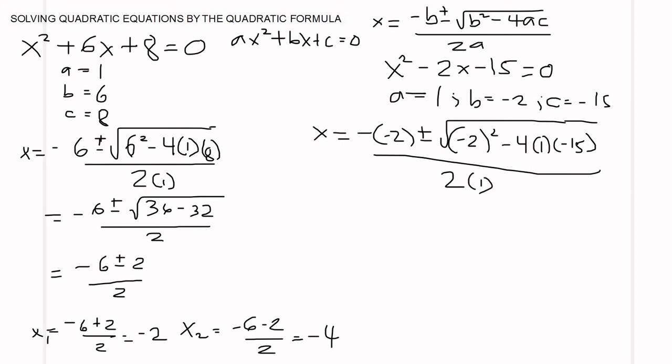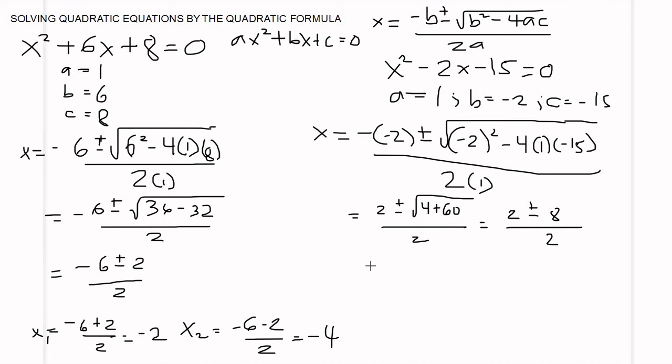And now let's simplify that. That would be positive 2 plus or minus the square root of 4 plus 4 times 15, which is 60, all over 2. So if we simplify this one, that would be 2 plus or minus the square root of 64, which is 8, all over 2.